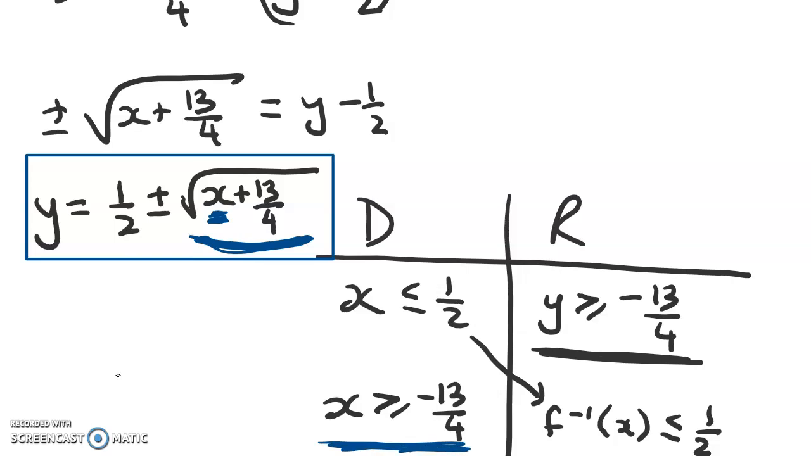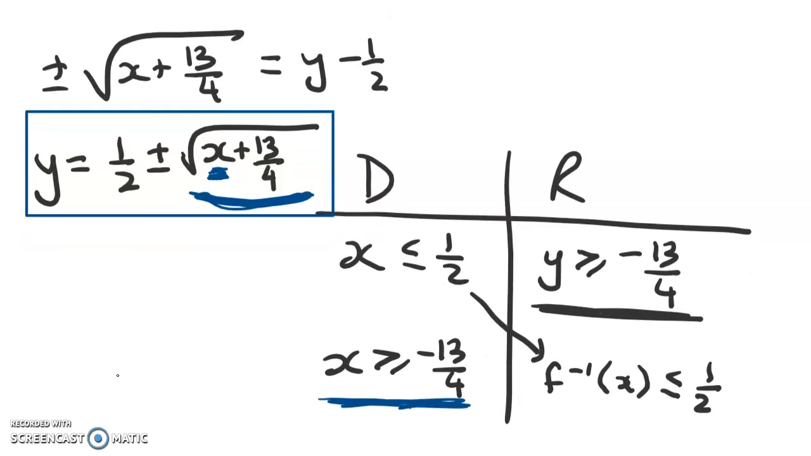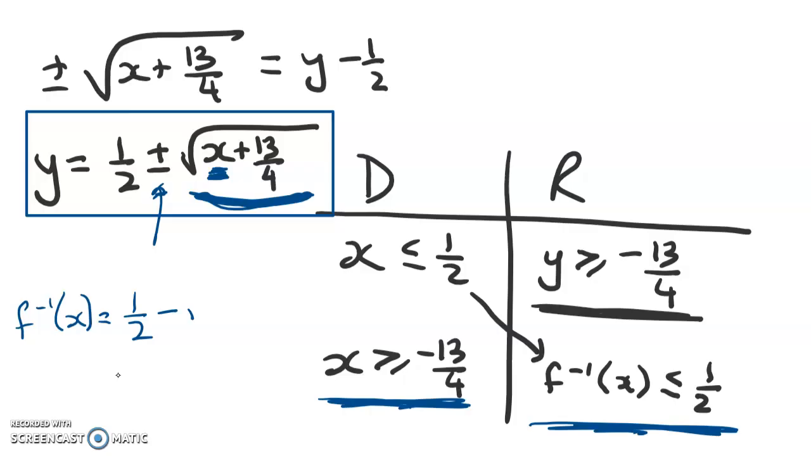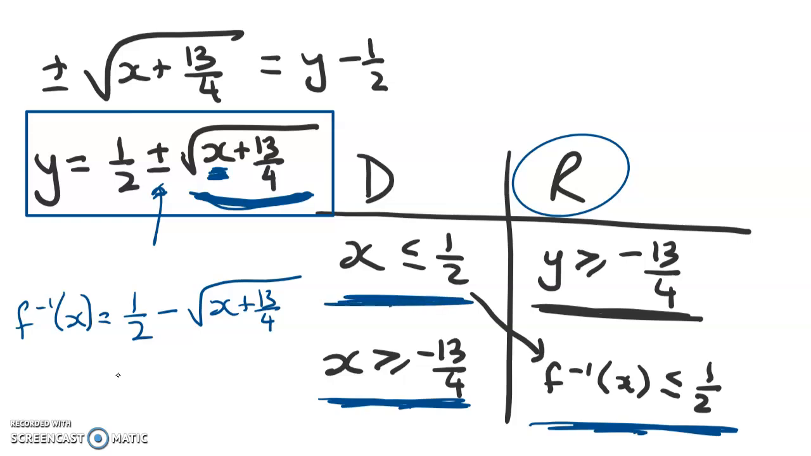Now let's think about whether we want the top branch or the bottom branch. Well, we know that my range is going to be less than or equal to 1/2, and that's only going to happen if I have the takeaway branch. So here, my inverse is going to be 1/2 minus root x plus 13 over 4. Okay, because we want to end up with the range of the inverse being the domain of the original function. And I've got some GeoGebra to show you what that all looks like.